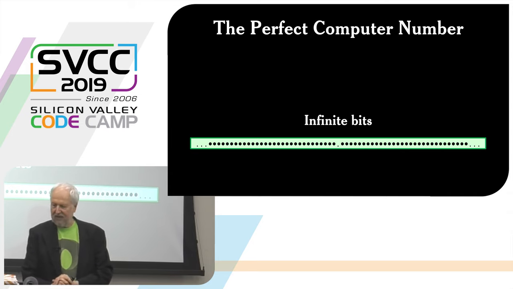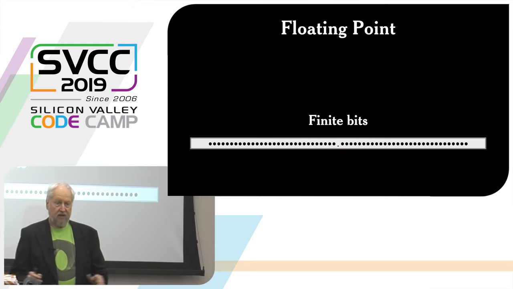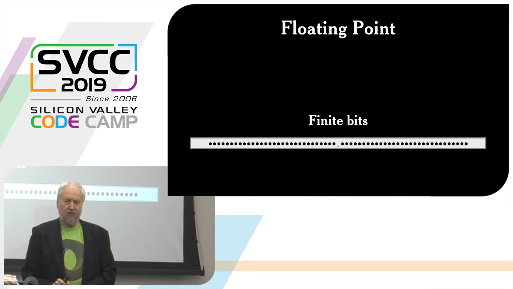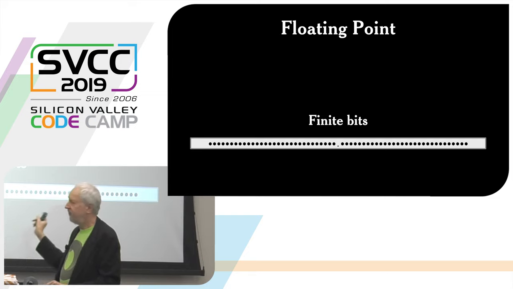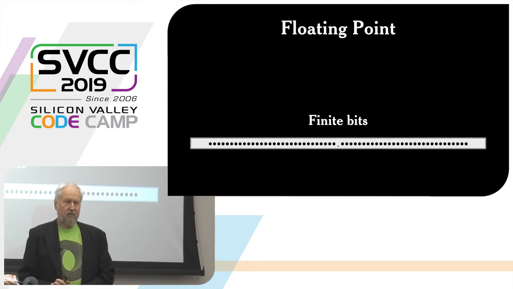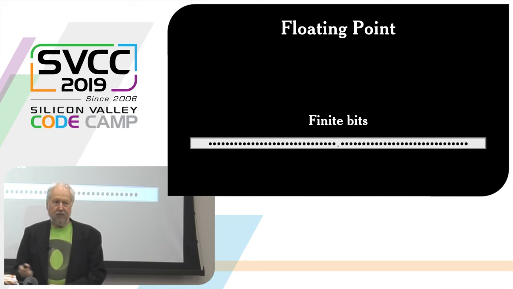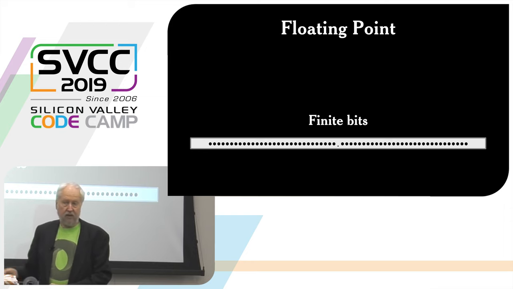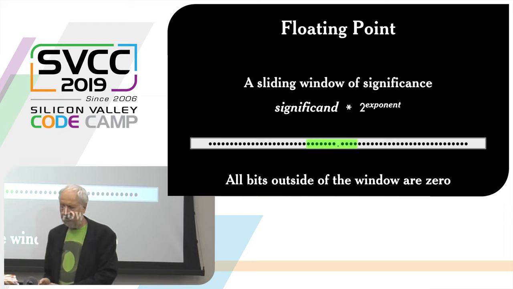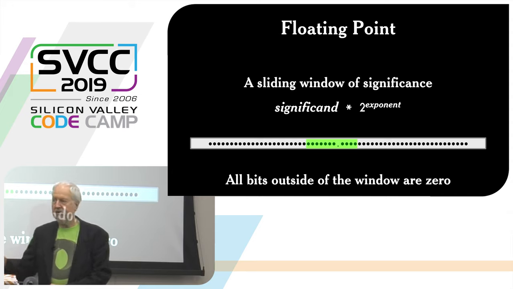So what we do, we can't have an infinite field. The best we can have is a finite field. And the size of this field is going to depend on the floating point format. For the one we use in JavaScript or doubles in Java, it's 1,000 or so bits. But you don't get all of those bits either. Instead, we've got a window, and we can scroll that window around on here.